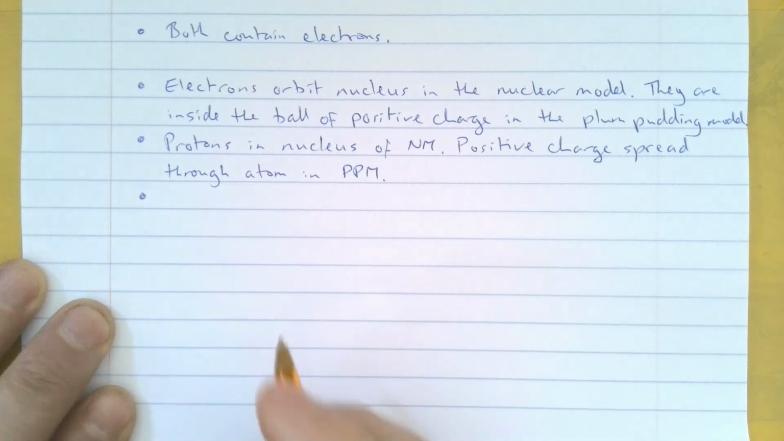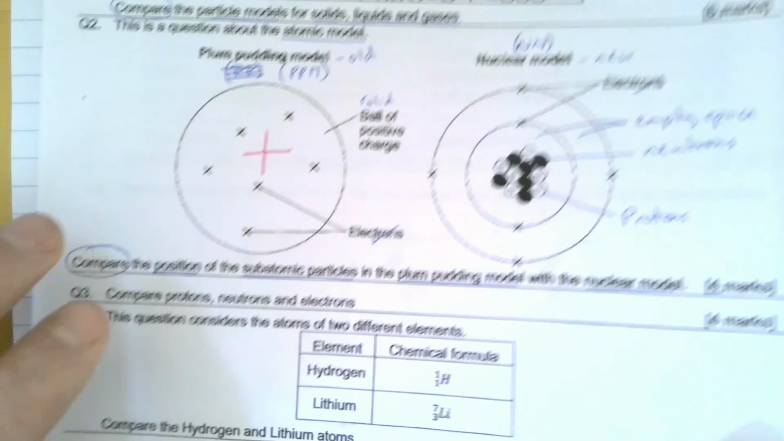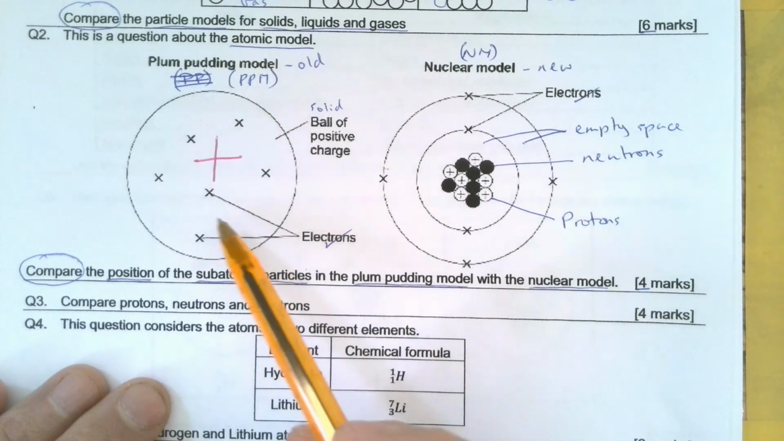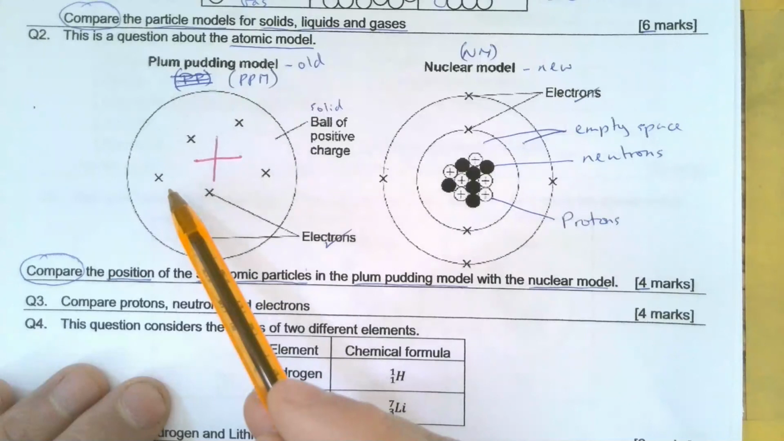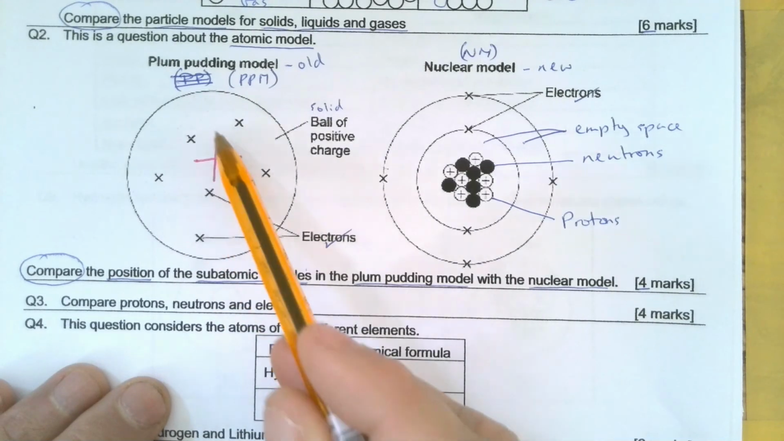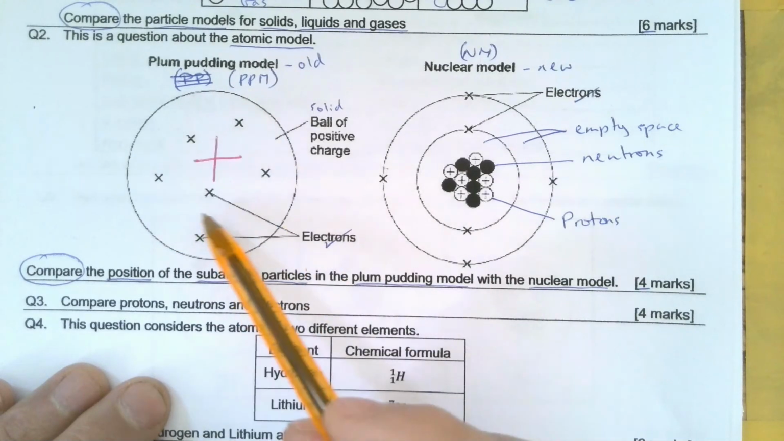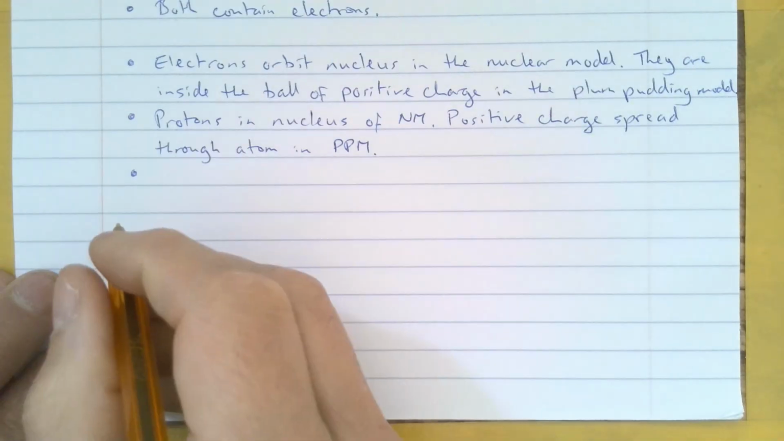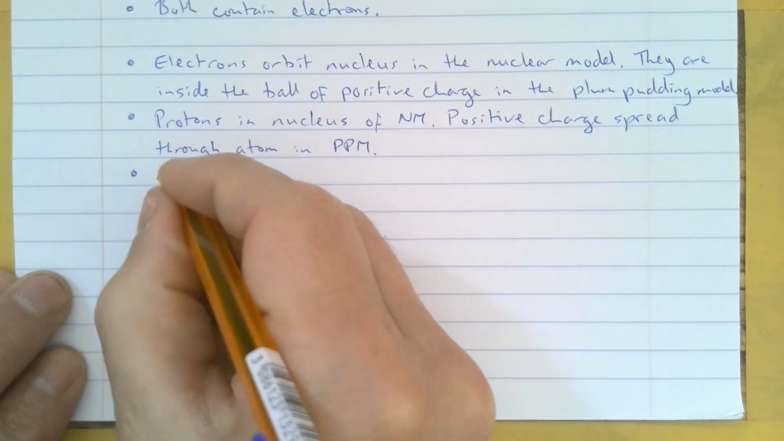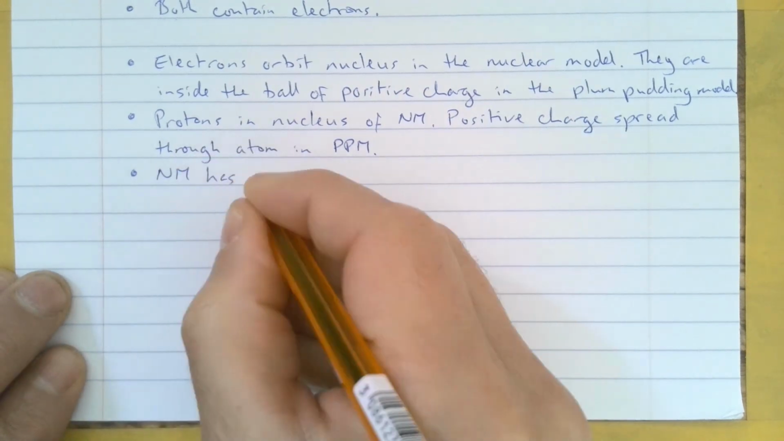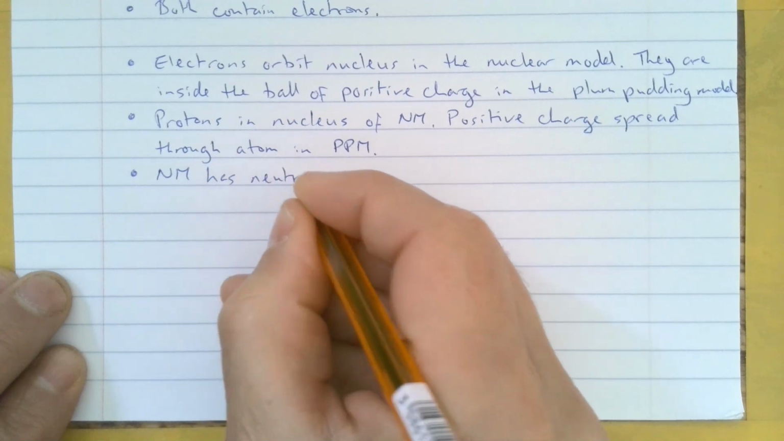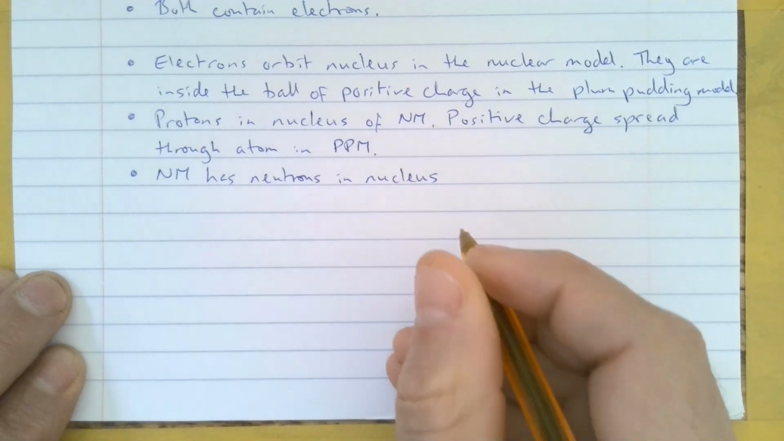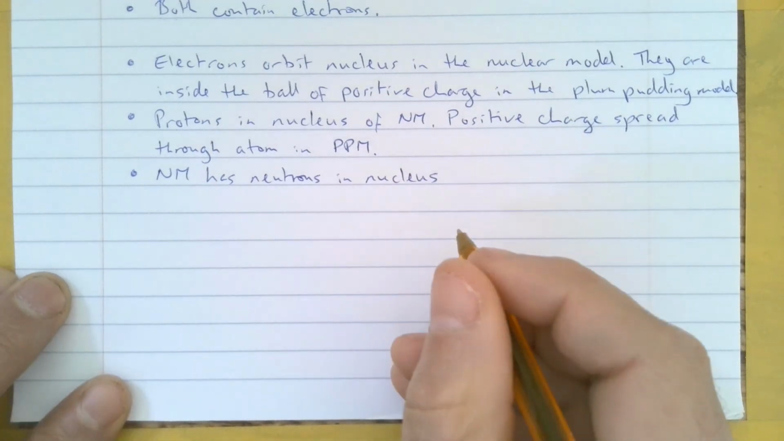And the last difference I can see are these neutrons. There's no mention of neutrons here at all. There's nothing about neutral charge. We've got negative charge, the electrons, and we've got positive charge, which is the solid mass, the ball. So let's mention those. Nuclear model has neutrons in nucleus. Okay, because remember we're talking about position. The question is about position of subatomic particles.